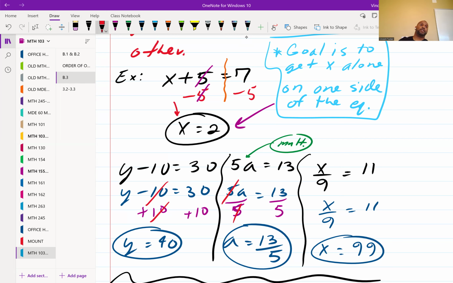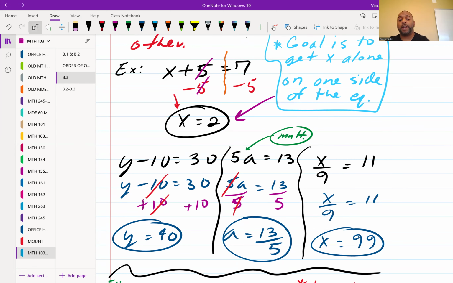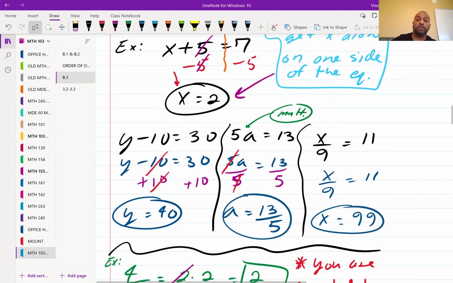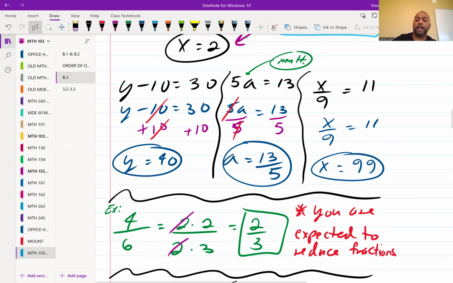So now notice 13 over 5 was left that way. You don't have to convert it to a mixed number or a decimal. Leaving it like that is fine. Now you are expected to reduce fractions. Converting a fraction to a decimal and reducing a fraction are two different things. So you can leave a fraction of 13 over 5, but down here, let's say I have 4 over 6, I'm just using this as a random example, y'all. So let's say my answer came down to 4 over 6, you are expected to reduce that.